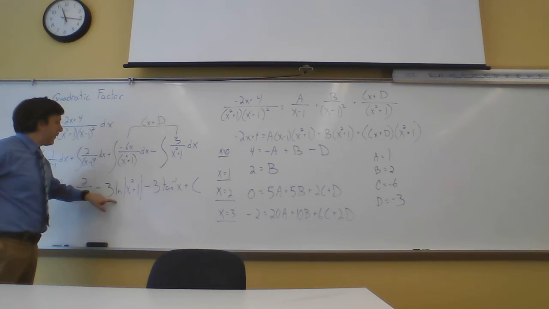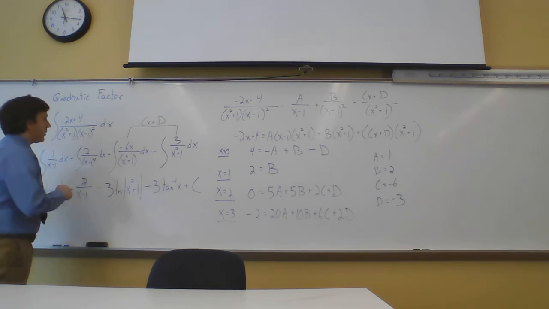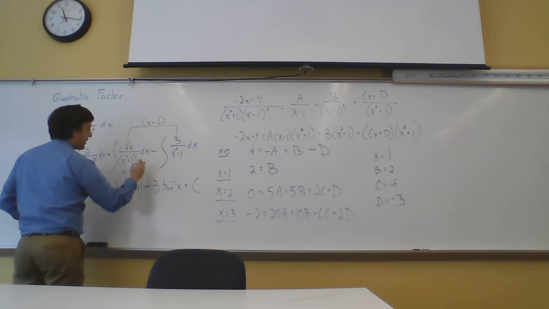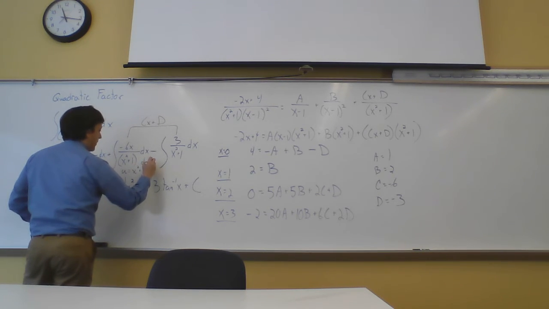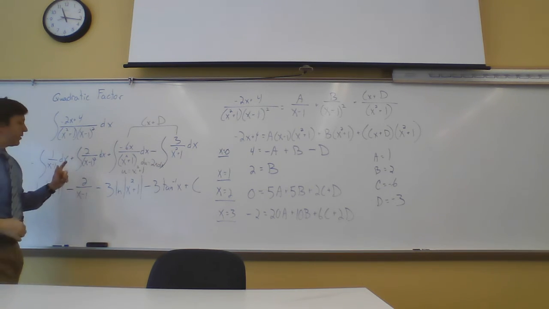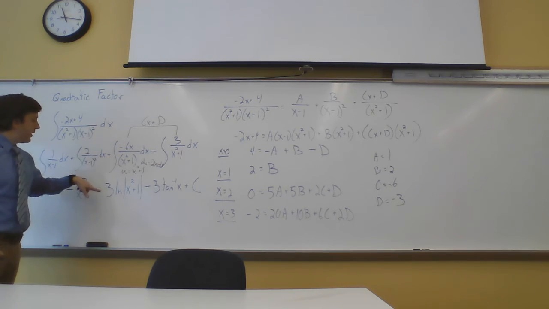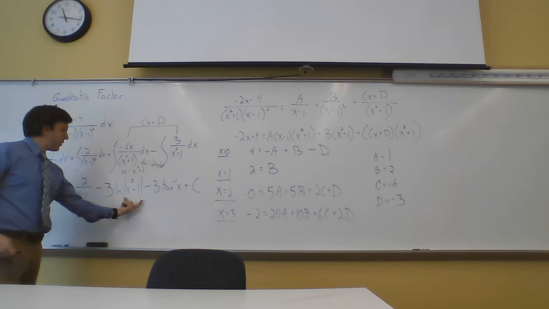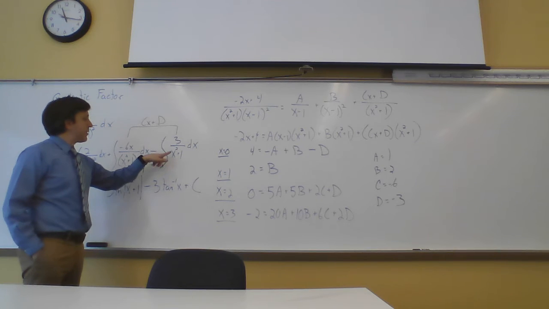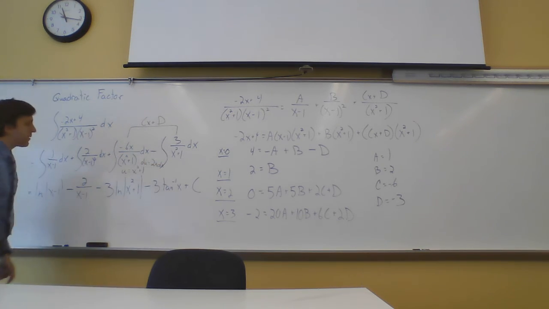The third one's really fun. It is a natural log, but where u is going to be x squared plus 1. Because guess what then? du is 2x dx. And so we can make a substitution, and when you do, you get negative 3 times the natural log of that mess on the bottom. Finally, we have the minus the integral of 3 over x squared plus 1 dx.